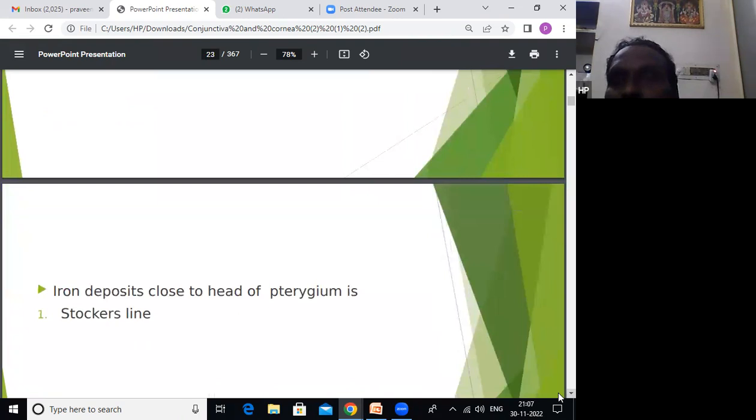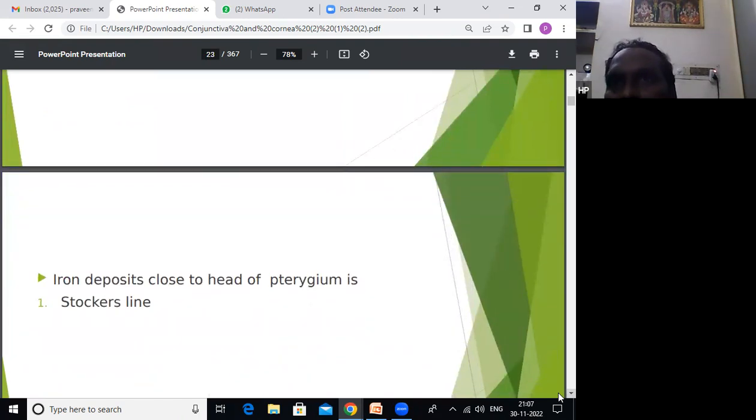Then iron deposits close to the head of a pterygium are called dash, Stokes line. So these are not direct questions. In ophthalmology, most of the questions are direct. You just have to remember the names and you just have to remember the things. So iron deposits close to the head of a pterygium are called Stokes line.